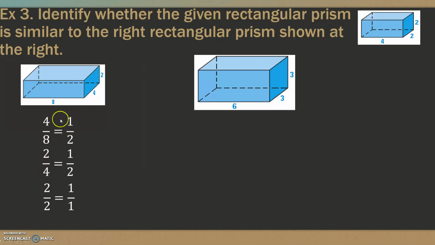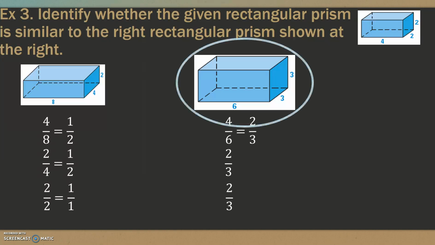So since I don't have the same ratios of A to B here, 1/2, 1/2, and 1, therefore it means we don't have a similar polygon. So let's take a look at this one over here. I'm going to compare 4 to 6, 2 to 3, and 2 to 3. Well, 4 to 6 is 2/3, 2 over 3 is 2/3, and 2 over 3 is 2/3. Do you see how every single one of those ratios are the same? Therefore, this is the one that's similar to that one.